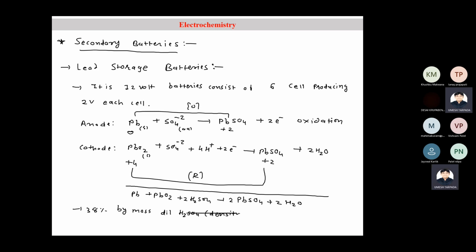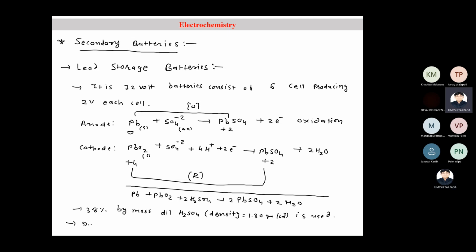Dilute H2SO4 having density 1.3 is used, because the density of H2SO4 falls up to 1.20 during the discharging process.